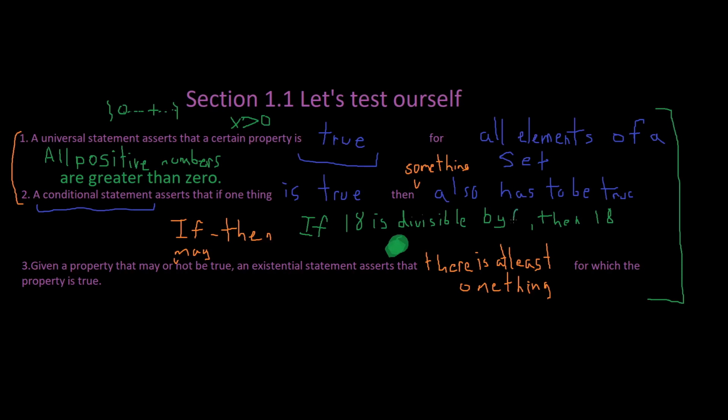Sorry about that. This is 6 first. So that's going to give us 3. If 18 is divisible by 6, that's going to give us 3. Then 18 is divisible by 3. And so it has to follow some kind of logical consistency, right?